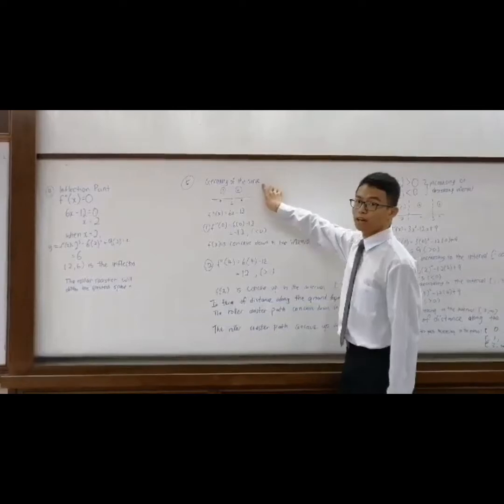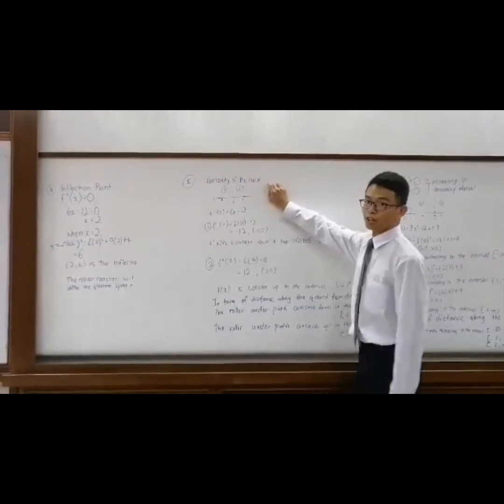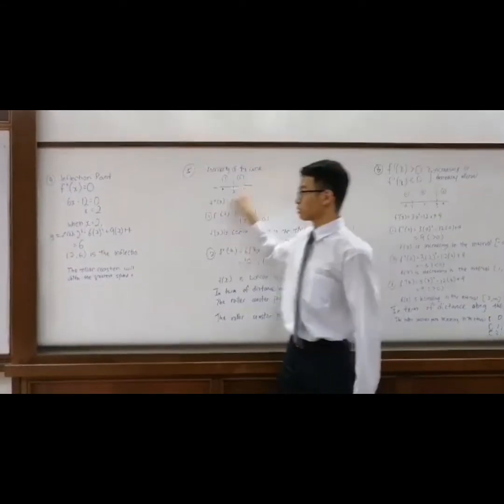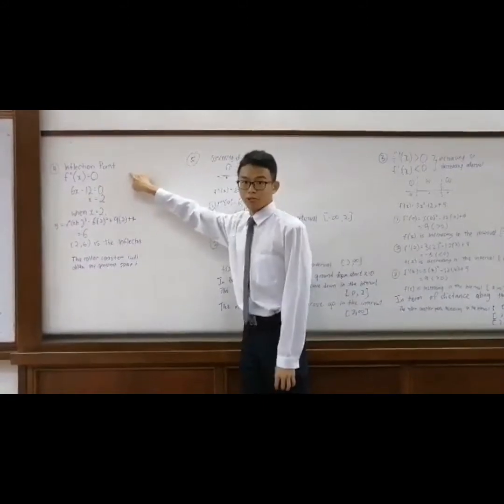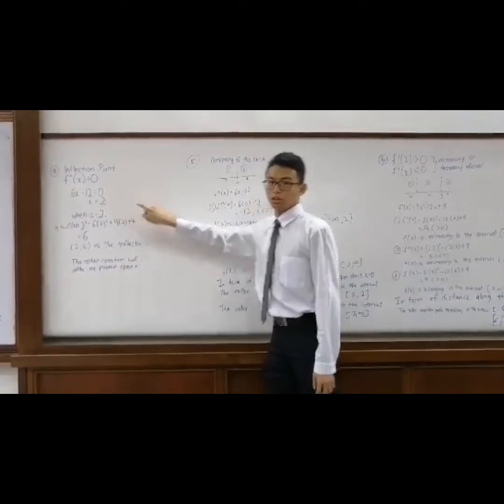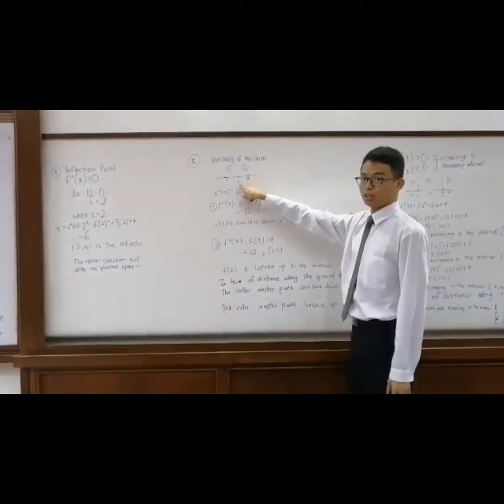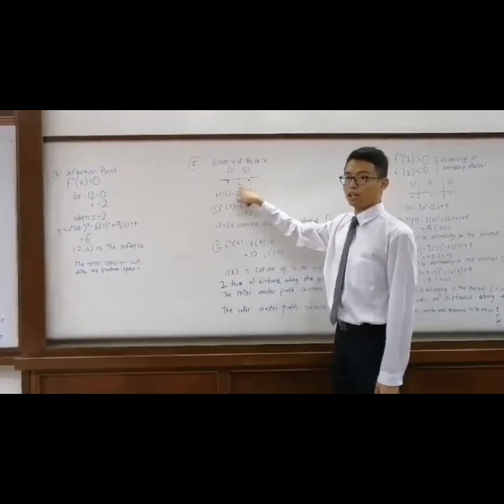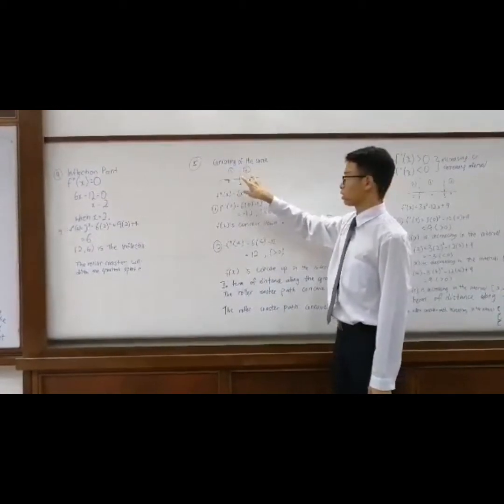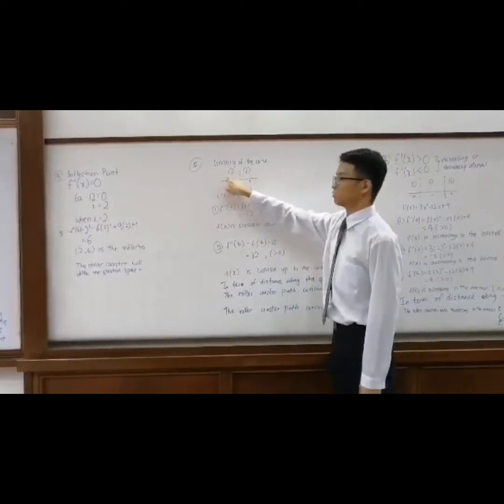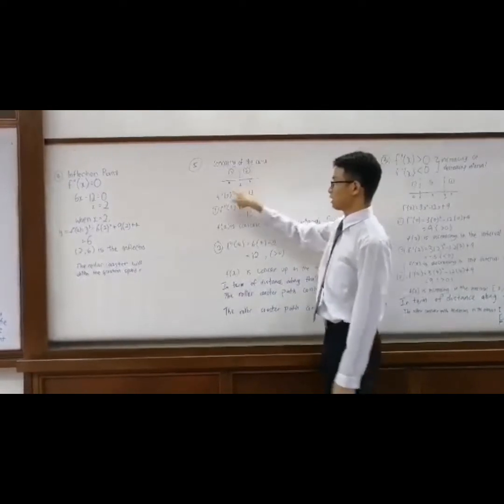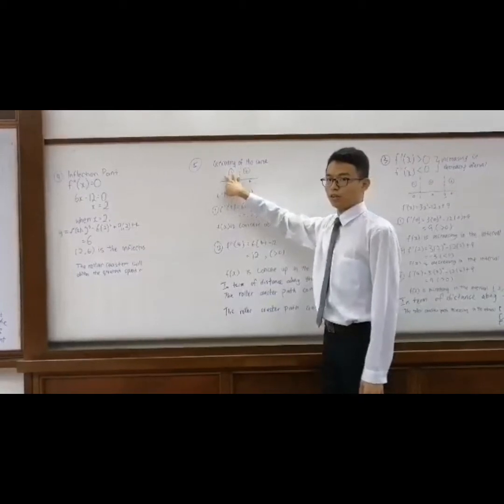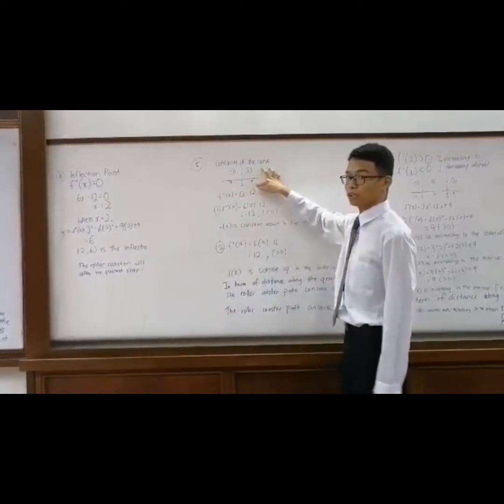In question 5, we need to determine the concavity of the curve. From the previous question 4, we notice that the inflection point is s equal to 2. So we find that there are two regions of this curve, the first region and the second region. We set s equal to 0 for the first region, and s equal to 4 for the second region.